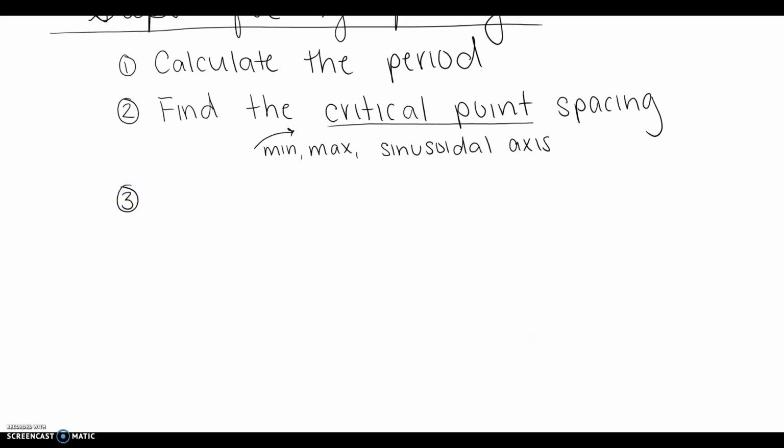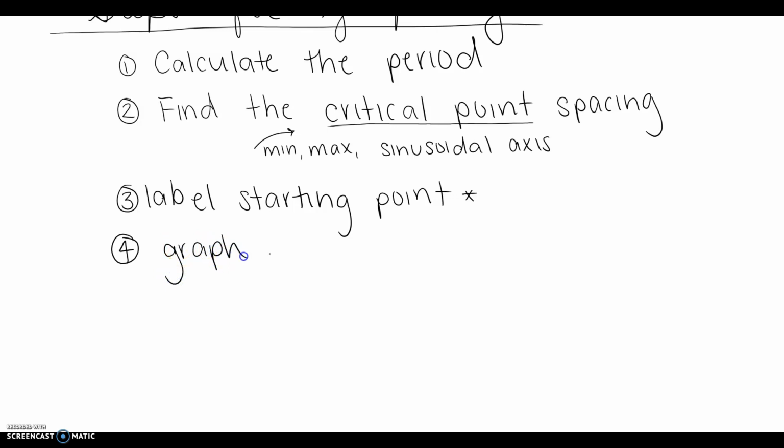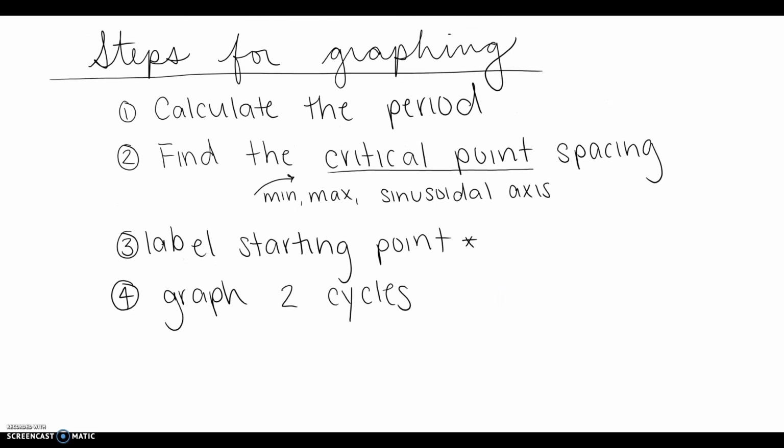The next thing we need to make sure we do is label your starting point. That one's really important. You will lose points if you forget it. And then the fourth thing is to graph 2 cycles. All right. Did I miss anything? The only other thing, well, I guess finding the critical points.